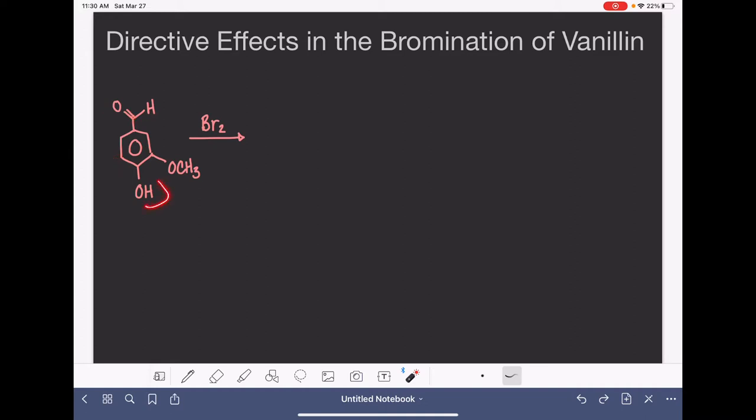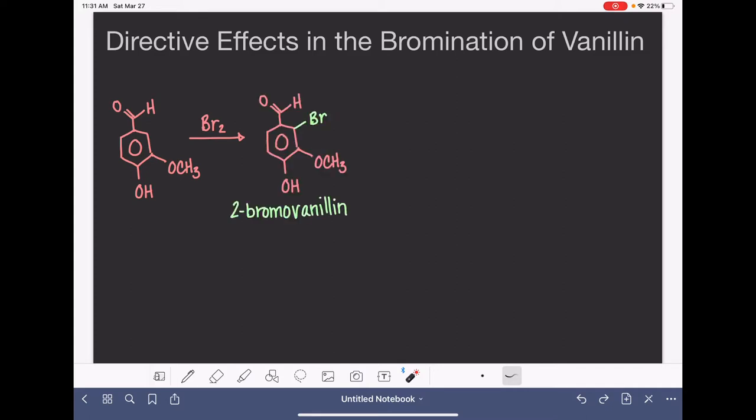It also has two ortho-para directors, the OH group and the methoxy group. The OH group wants to direct ortho-para, so that would direct it to that position. The methoxy group, an ortho-para director, would send it this way or this way. So we're going to study what product is actually synthesized in this reaction.